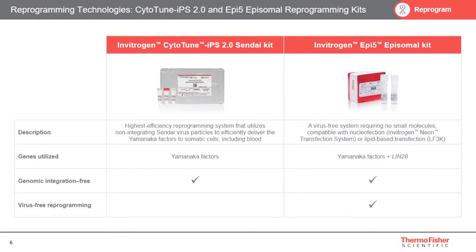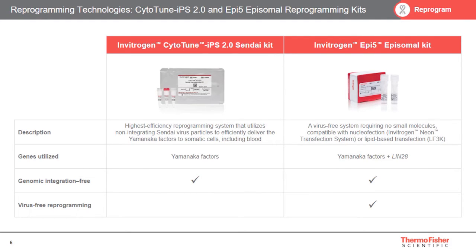Now, when reprogramming your somatic cells, like I mentioned, you have two options really that you can choose from, either the Epi5 episomal reprogramming kit or the CytoTune 2.0 Sendai reprogramming kit as well. And so the episomal Epi5 reprogramming kit includes 5 episomal vectors that include the Yamanaka reprogramming factors, OCT4, SOX2, KLF4, and CMYC, along with a vector for Lin28 and another vector for a dominant negative mutant of P53 to ensure high expression of the other plasmids and increase reprogramming efficiency.